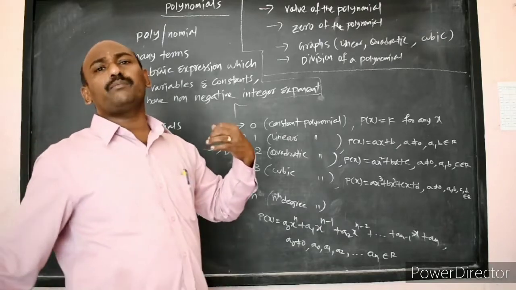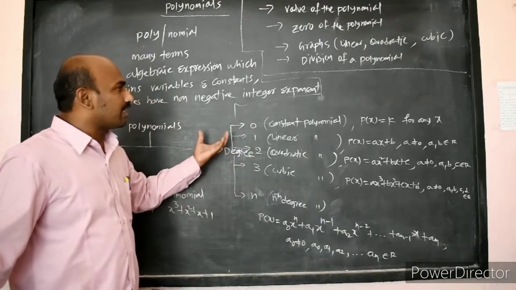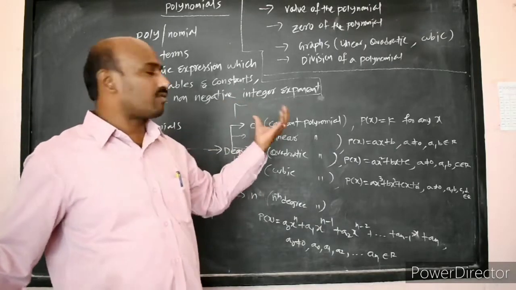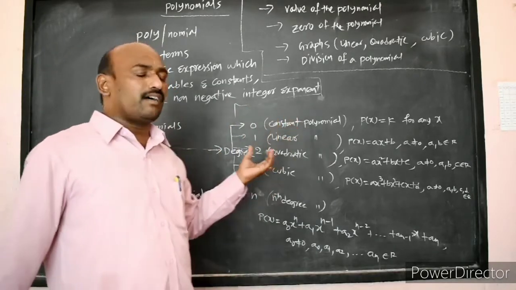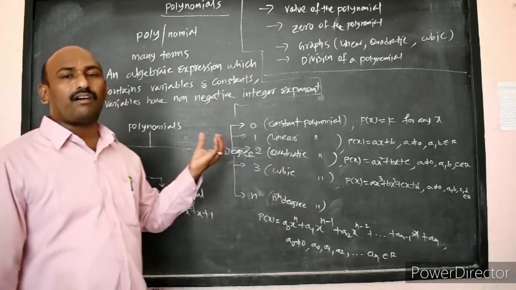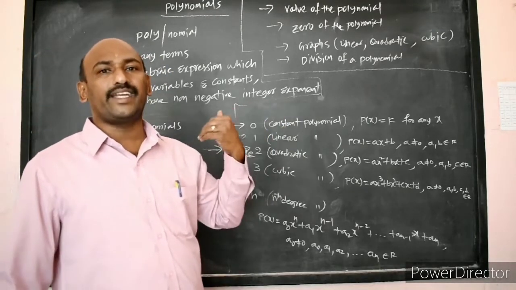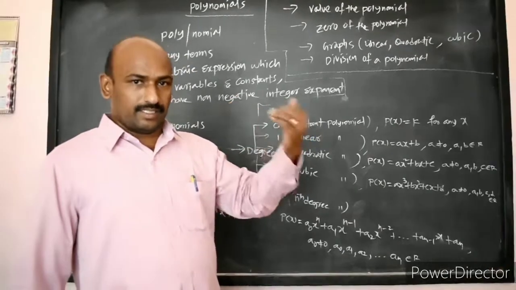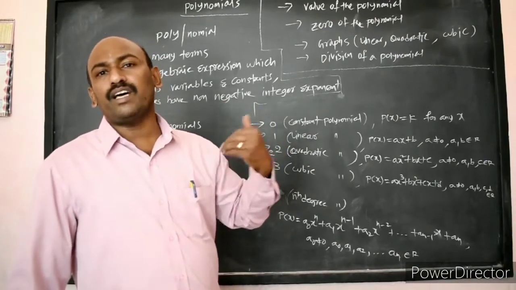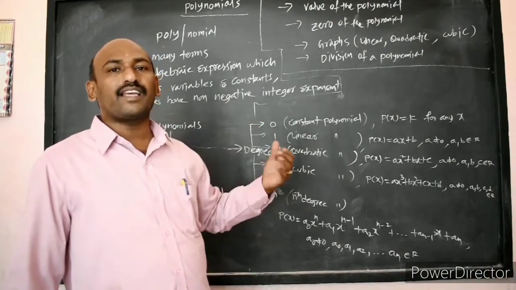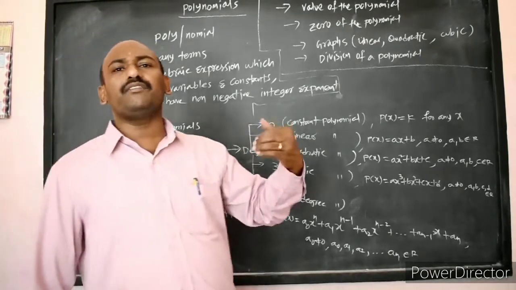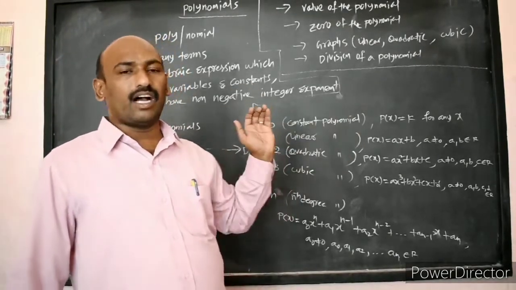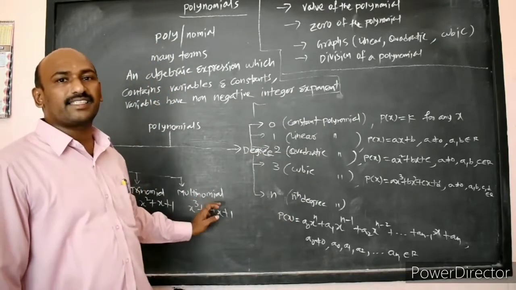We can also classify the type of polynomial based on degree. Based on degree means, first of all, what is degree? In the expression containing all the terms, the highest exponent is what we call the degree of the polynomial, also called the order or degree. In a polynomial we generally write in descending order. Always we need to write a polynomial in descending order.